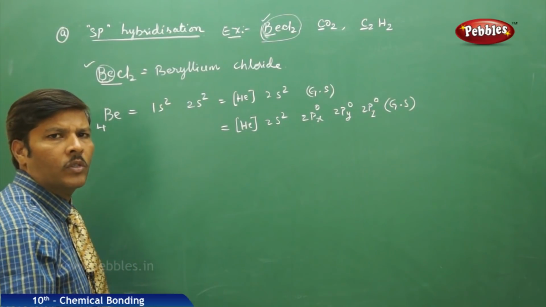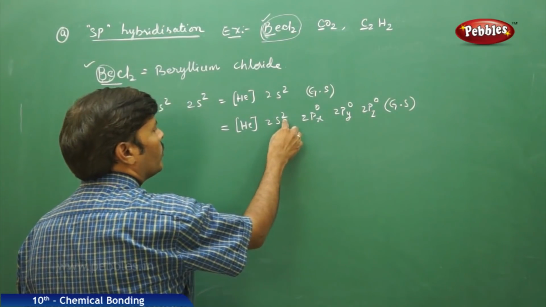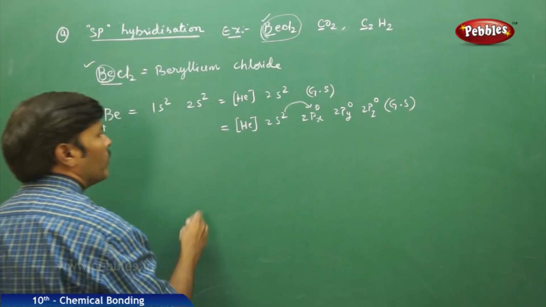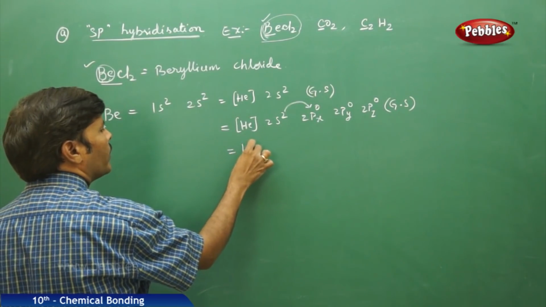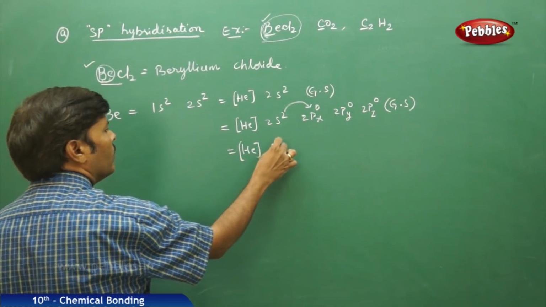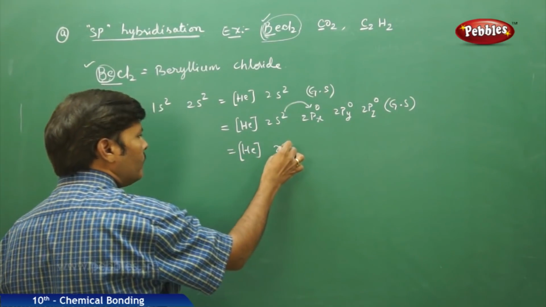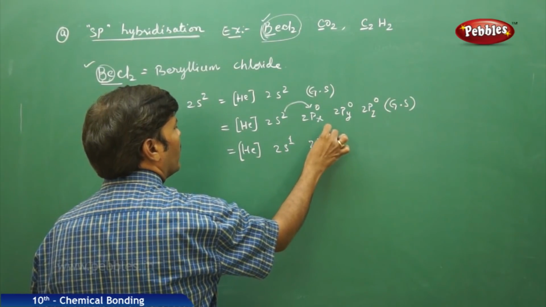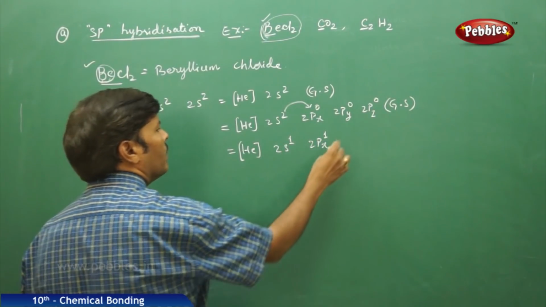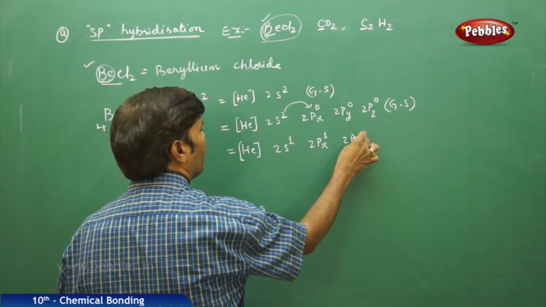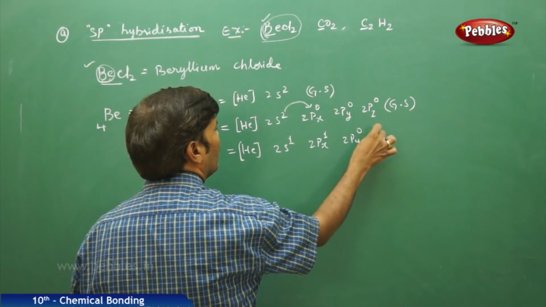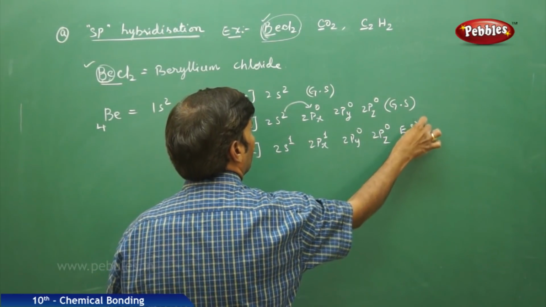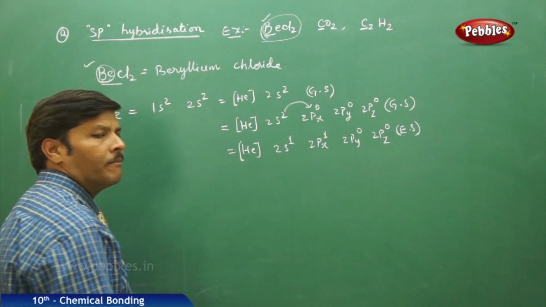Now you promote one of the electrons from the 2s atomic orbital of beryllium to 2px. If you promote, then you get a new configuration, helium of 2s1 of 2px1, 2py0 and 2pz0. This is the excited state configuration of beryllium.